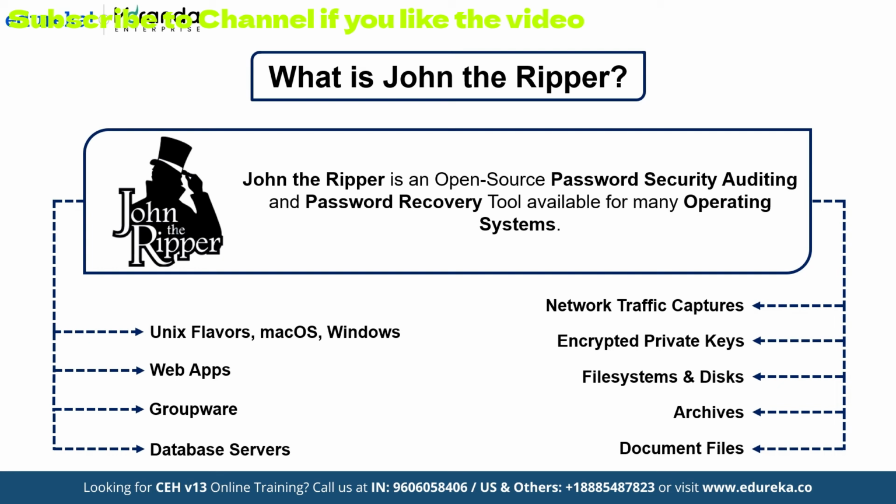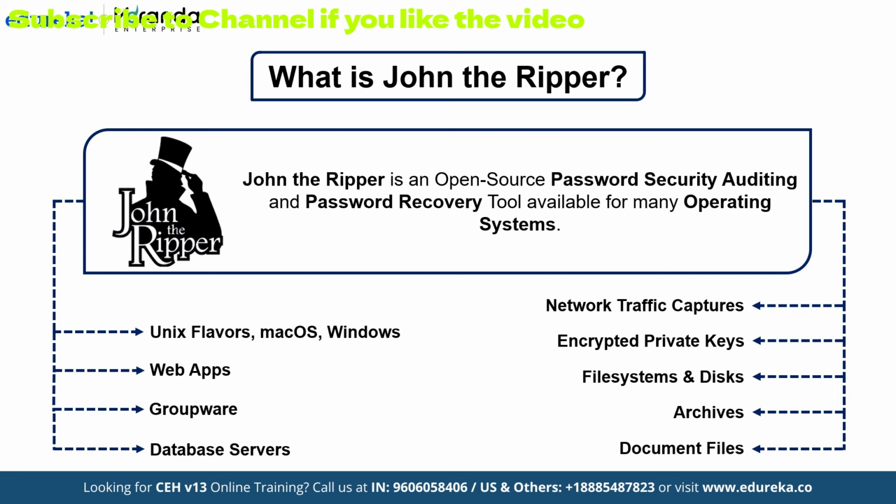So let me elaborate a bit more. John the Ripper is incredibly versatile in terms of the range of tasks it can perform. It supports password hashes from web applications including WordPress, encrypted private keys such as SSH, JPG, and cryptocurrency wallets, network traffic captures like Wi-Fi, and even documents such as PDFs and Microsoft Office files.